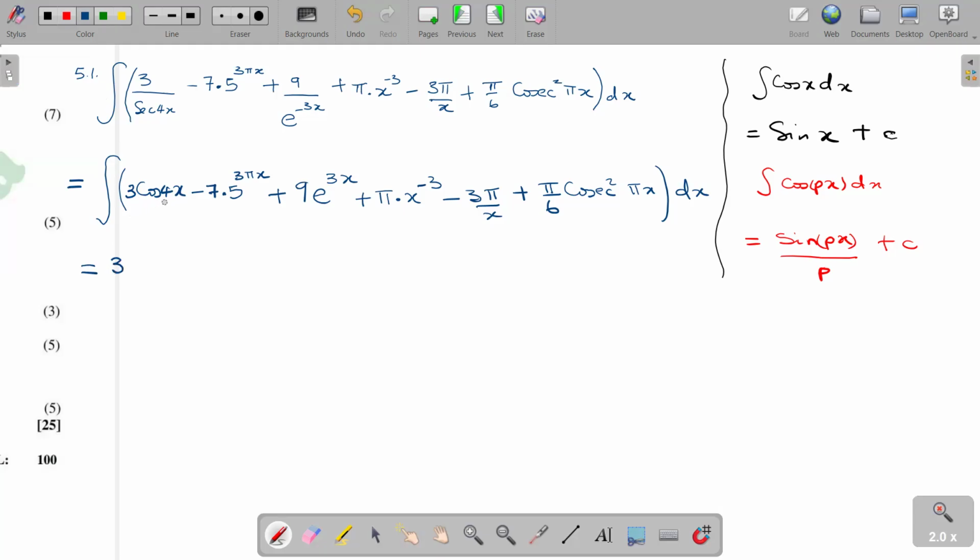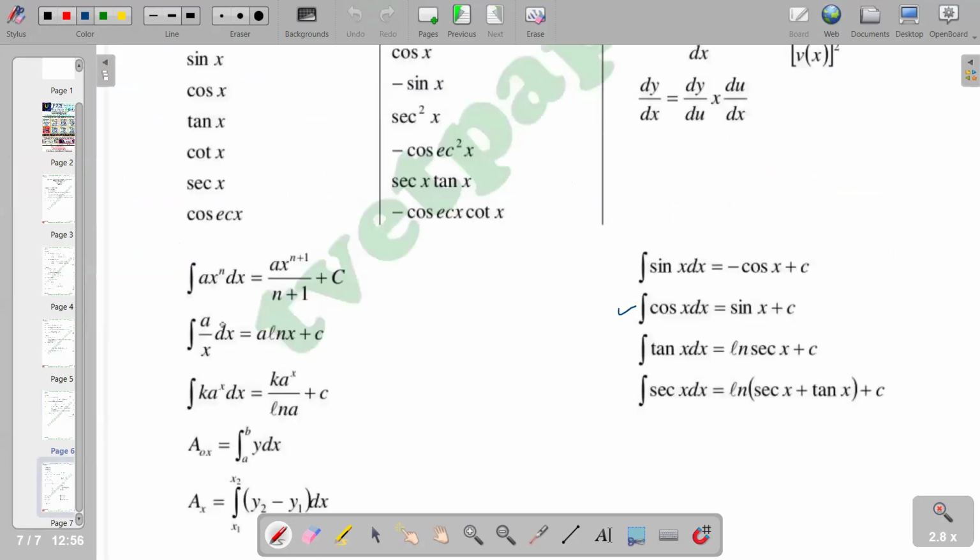Then the integral there, of course, is going to be sine 4x divided by 4. Then we go to the next term. If you check the next term, there it's an exponent. We go to our formula sheet. If we check the integral there, here it is on the formula. It's having k a to the power x. That is what we are going to use.